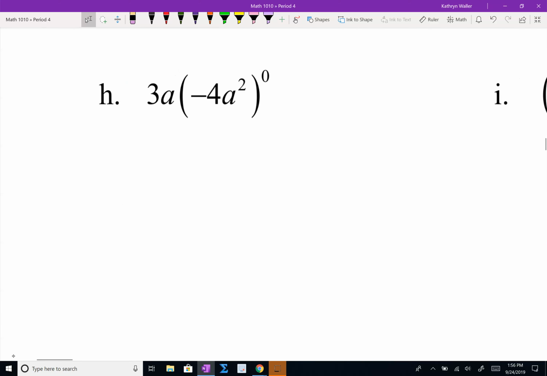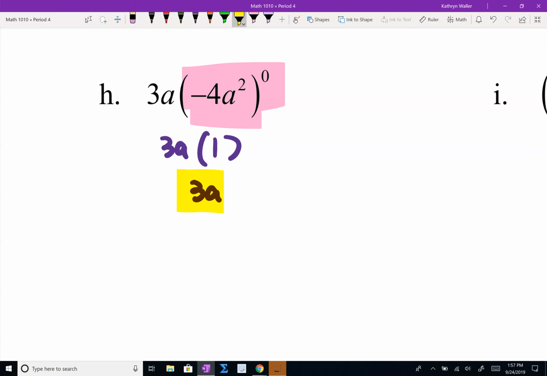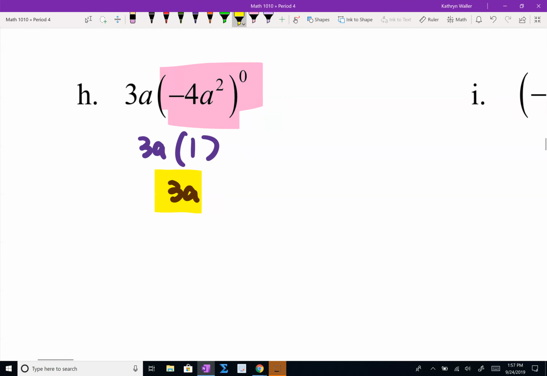Okay, this one. People look at it and go, whoop, my answer's 1. Done. Next problem. There is a 1 in there, right? This is 1. But then it's finish my sentence. What do I have to do? Multiply it by 3a. And 1 times 3a is 3a, and now I'm done. So it's not the whole thing to the 0, it's just that part of it. Okay, question I.